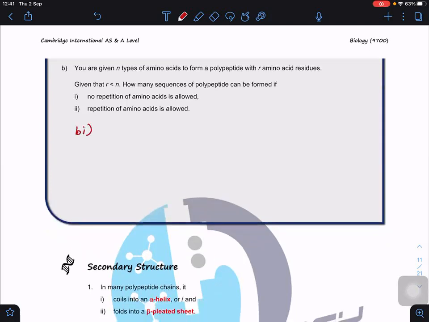So every time you're going to have fewer and fewer choices, correct or not? We cannot repeat, so the first time I have 10, the second time I have 9. The number of polypeptides that can be formed will equal: I have n choices of amino acid, I choose R of them to arrange. So nPR. Very good.